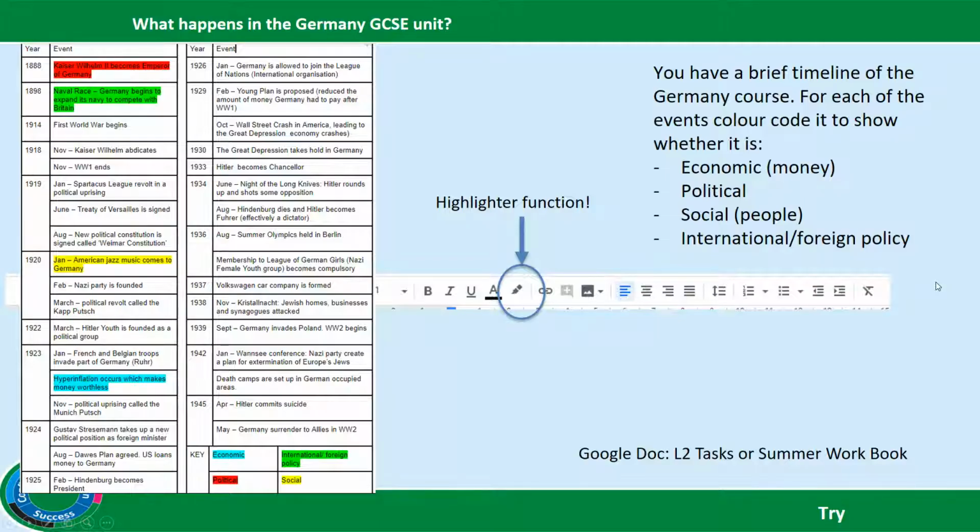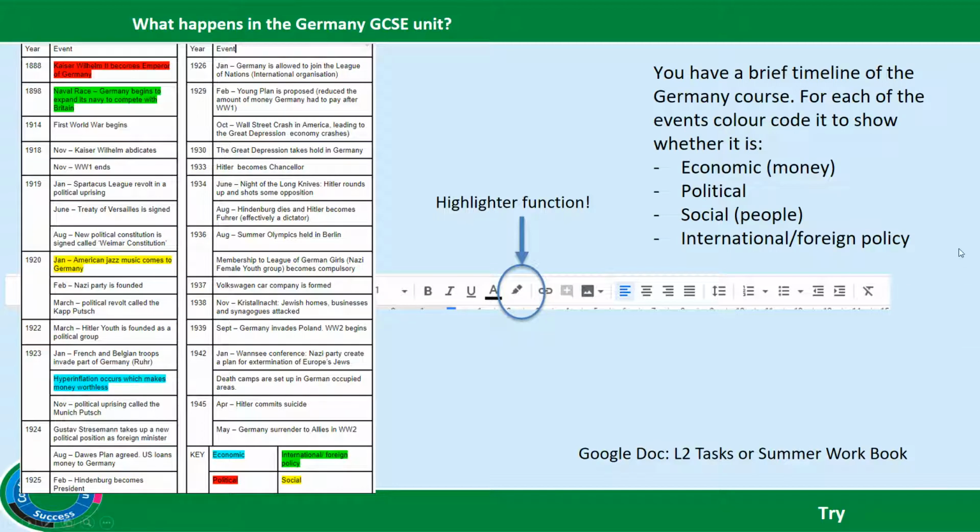So you have some tasks today to help you recap the Germany unit. You've got a brief timeline of the Germany course. For each event, you need to decide if it's economic, political, social, or to do with international or foreign policy. You can use the key that has been done for you using the highlighter function if you're doing this on the Google Doc, or you can do this in your summer workbook. An example of each of these has been done for you just to show you what we're looking for.